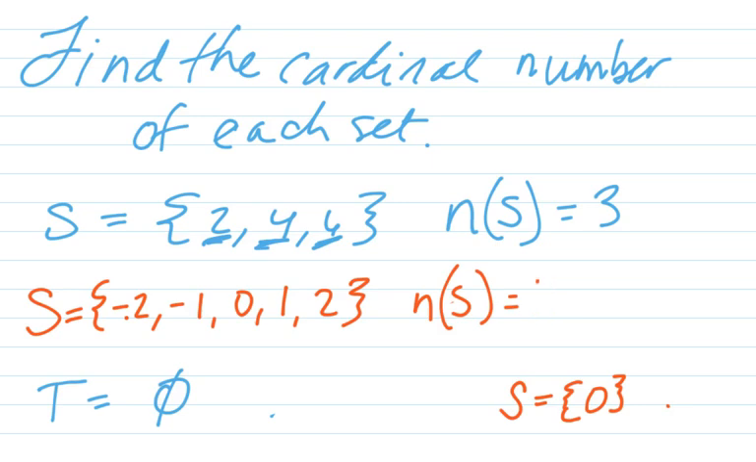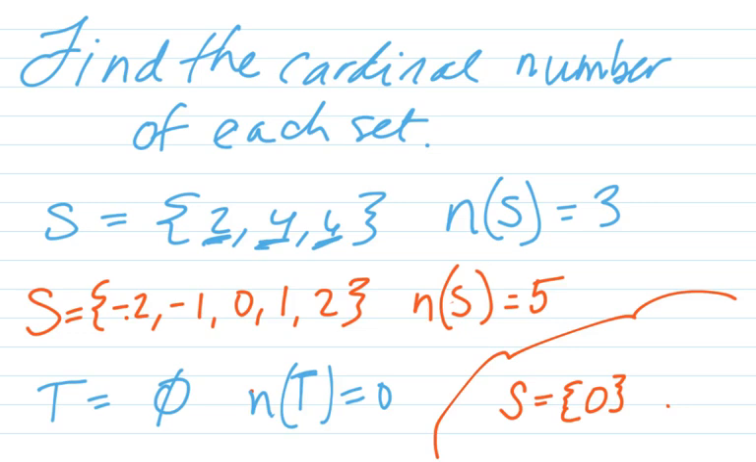That looks like an S. Let me write it again. Okay. Then we have T equal to the empty set. The empty set has no elements. So the cardinal number for T is equal to 0. And then this last one, we have S equal to the set containing 0. 0 is an element, so the cardinal number for this set S is equal to 1. It contains an element. That element is 0.